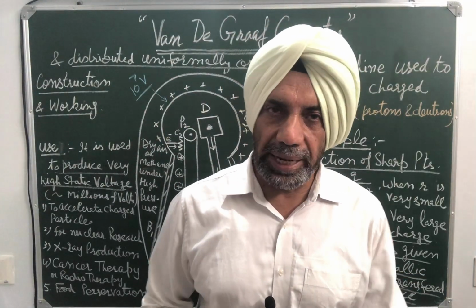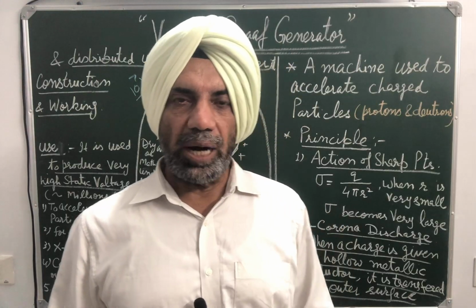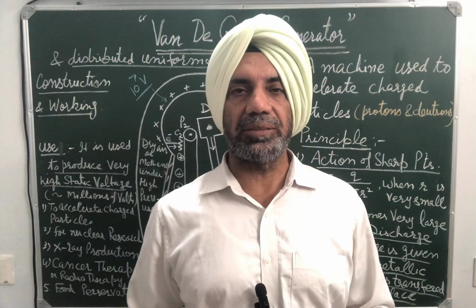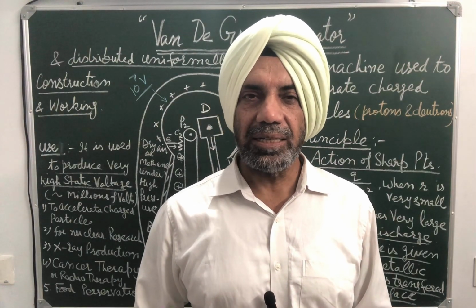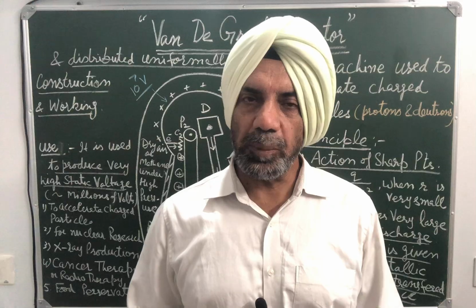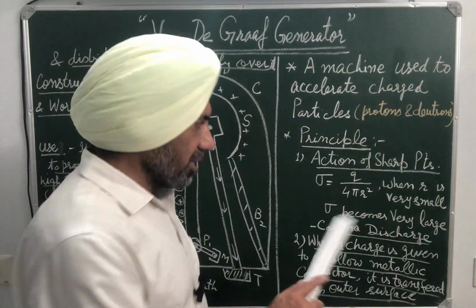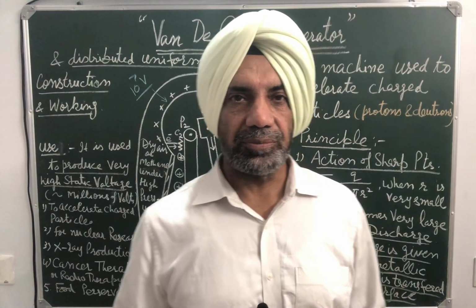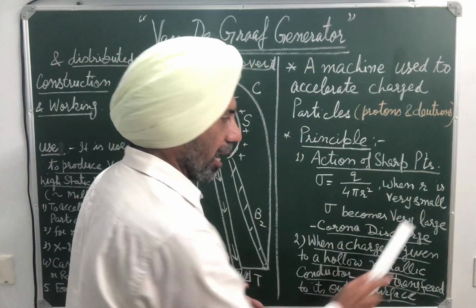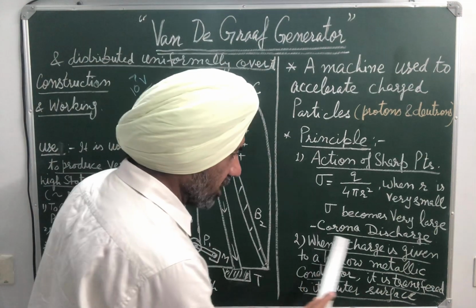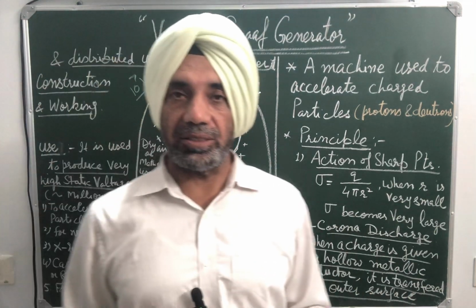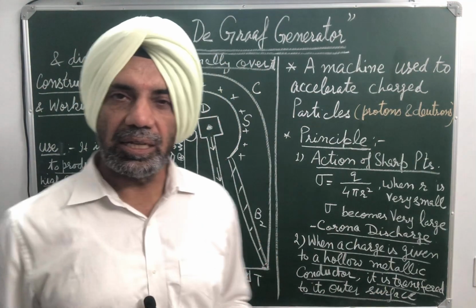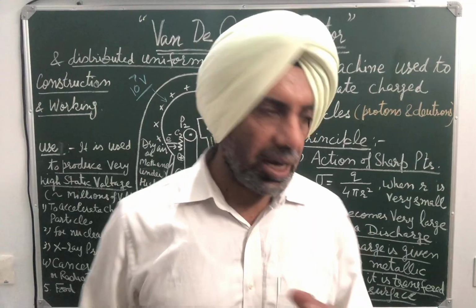It means the surrounding air of the pointed conductor will also acquire the similar charge, and similar charges are repelled. As a result, an electric wind is set up due to the action of sharp points, and this phenomenon is known as corona discharge.